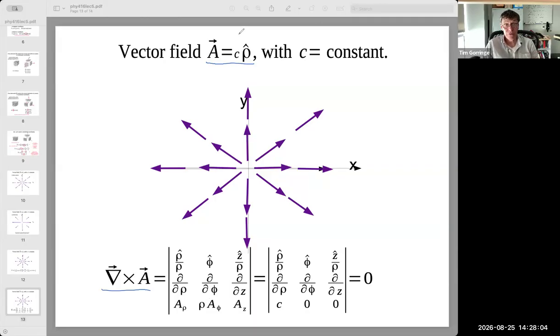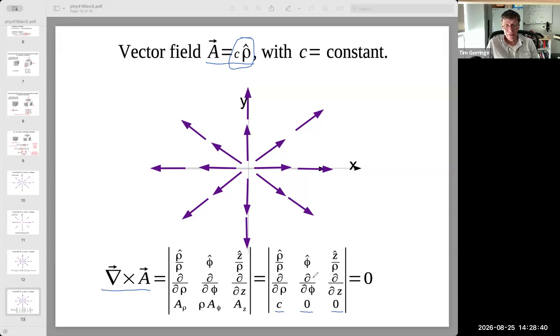Anyway, our job is to feed this particular field into this general expression. So feed in the components, a rho, a phi, a z of this field into this general expression. Well, look, this field points just in the rho direction, and its component in the rho direction is c. That's this guy here. It has no component in z, has no component in phi. That's these two zeros here. And so now we just have to compute the determinant of this little matrix here.